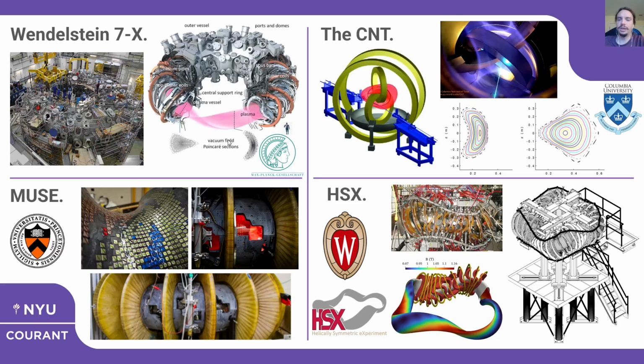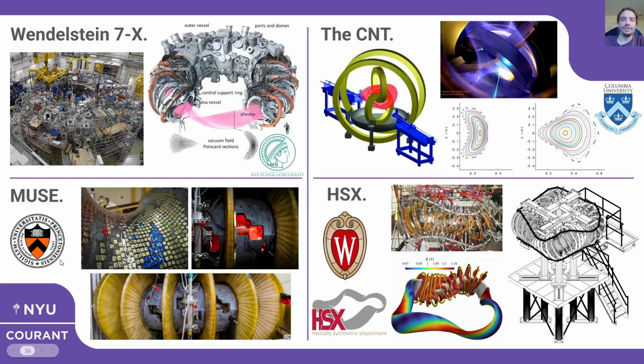On the right, we have the Columbia Non-Neutral Torus, CNT. This guy's a lot of fun because as a student at NYU, I get to take the train up to Columbia and meet the people who work on this. Monthly, we have meetings with them to talk about our findings and what we're working on day to day. It's also kind of cute because its coils are linked.